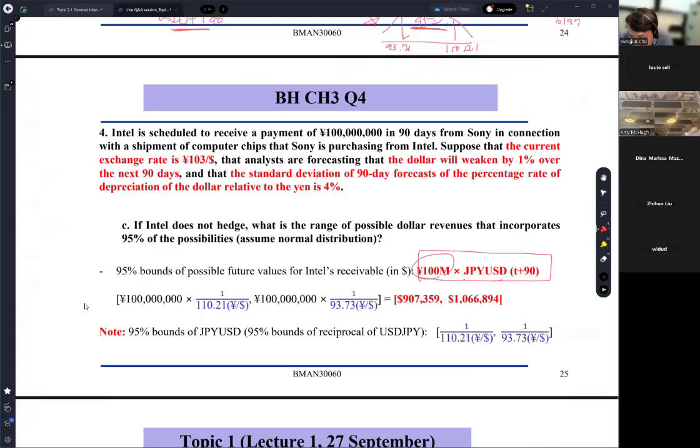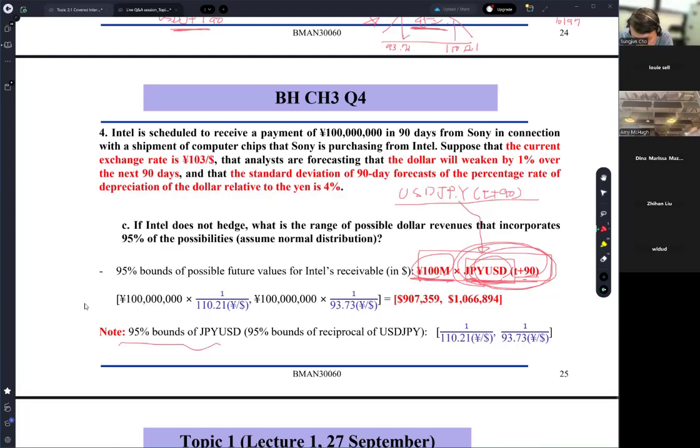yen amount times JPY USD at T plus 90, you have to get this one first, the 95% bound of the JPY USD. So let me say one more time. In the previous slide, we got the 95% bound of this one, USD JPY. Given the 95% bound of this one, we compute first the 95% bound of this. And then you just multiply 1 million yen to the low and upper bound of this one. That is going to be your answer.